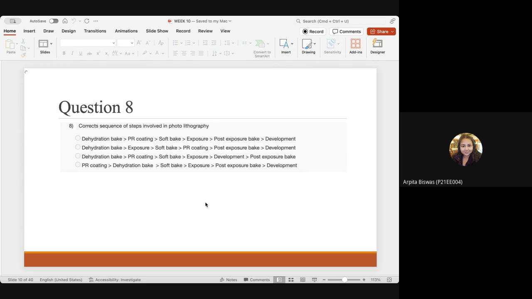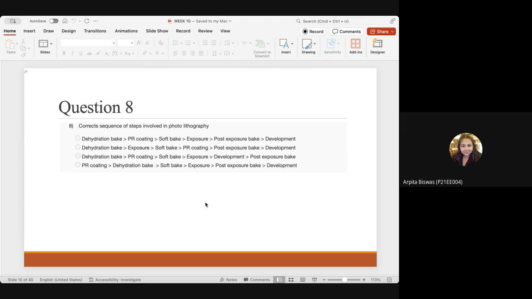Correct sequence of steps involved in photolithography. First option is the dehydration bake, then PR coating, then soft bake, exposure, post exposure bake, then development. Second option is dehydration bake, then exposure, then soft bake, PR coating, post exposure bake, then development. Option C is dehydration bake, PR coating, soft bake, exposure, then development, then post exposure bake. And option D is PR coating, dehydration bake, soft bake, exposure, post exposure bake, then development.